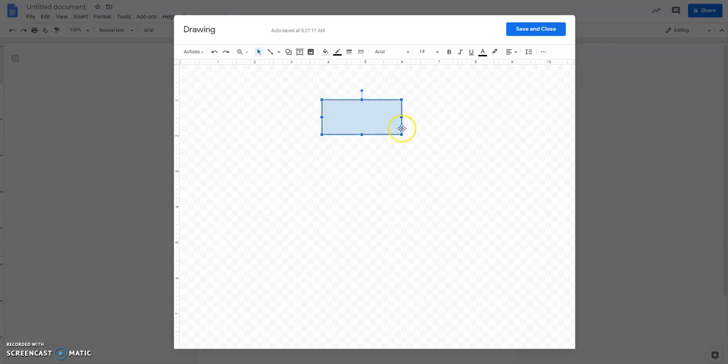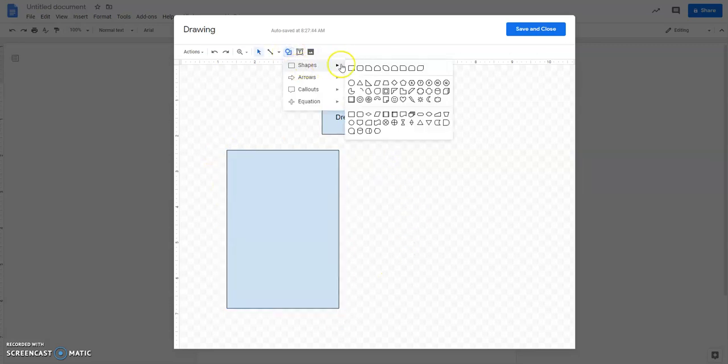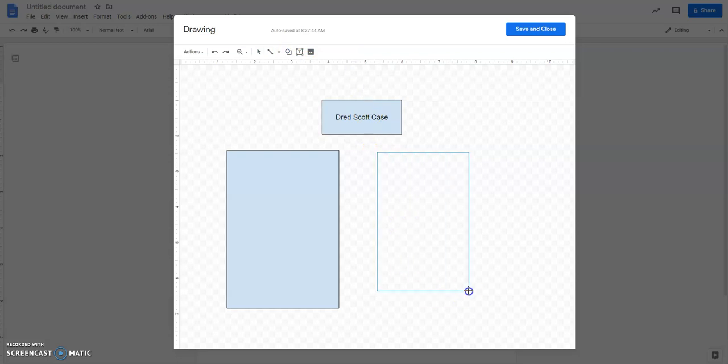And for today's topic, it is going to be the Dred Scott case. That is what we are looking at today. And for our subtopics, we're going to have two. First of all, for the first one, let me go ahead and draw another box here first. There we go.